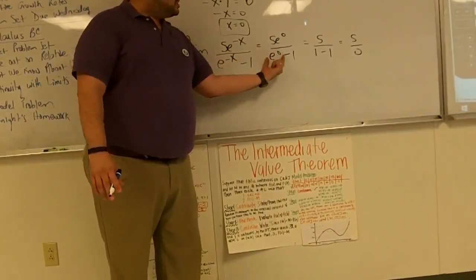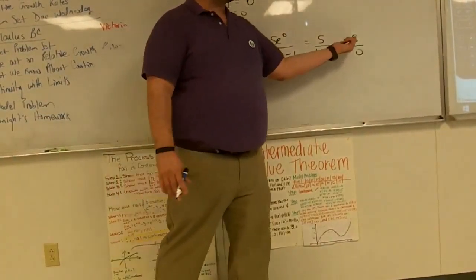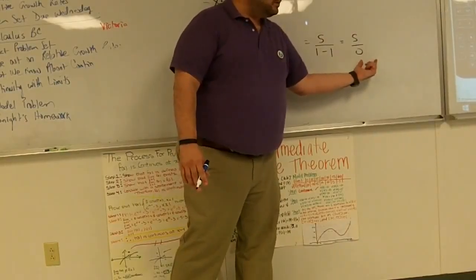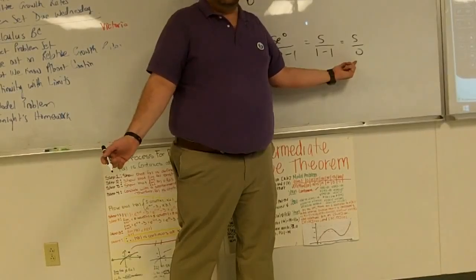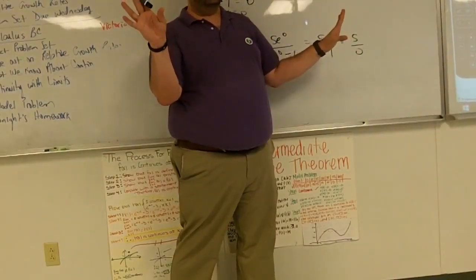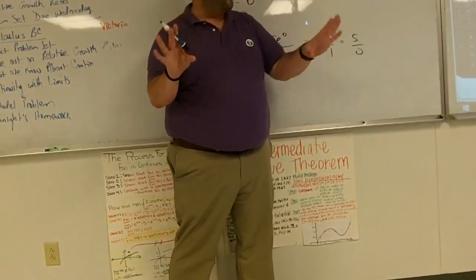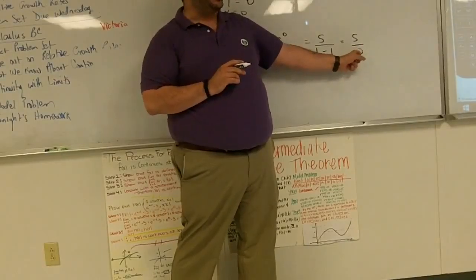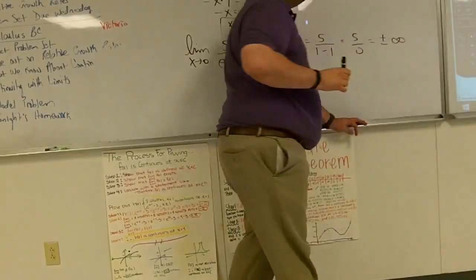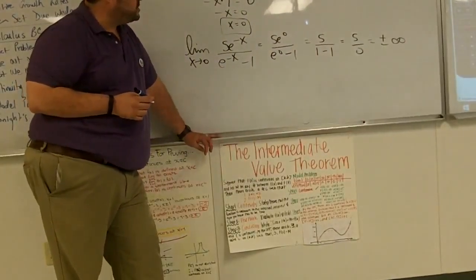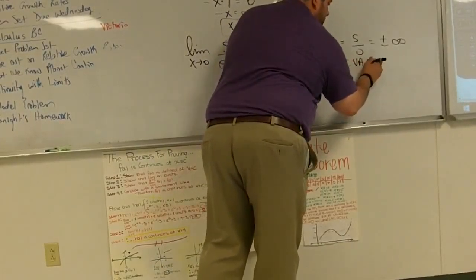So as x gets close to 0, this part gets close to 1. And close to 1 minus 1 is close to 0. 5 divided by close to 0? Undefined. 5 divided by close to 0 is one of the infinities. Depending on what side you're coming closer to 0, it's either positive or negative infinity. Your conclusion based on what you just saw? There's a vertical asymptote.